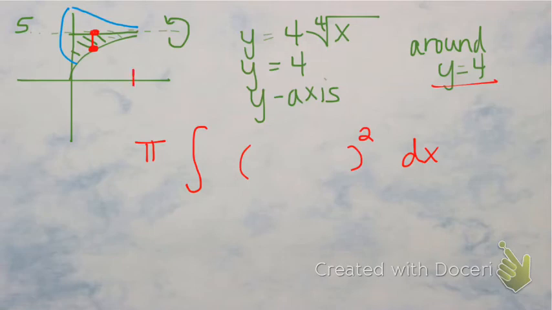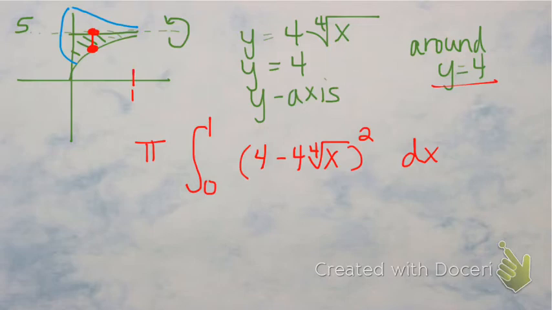Also, this is 1, so this is going to be 0 to 1. So it has to be on the x-axis. Now, the thing that goes inside of here, I know it's just one thing squared because there's not a hole. I'm going to look at the radius and these points that I have on the radius. One of the points is on 4. The other point is on 4 times the 4th root of x.